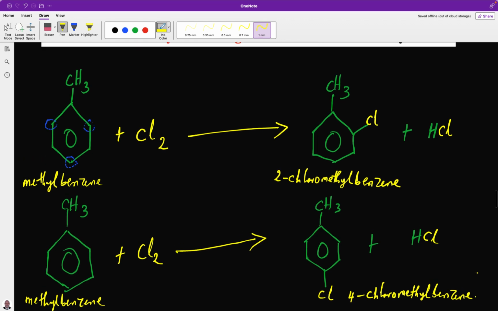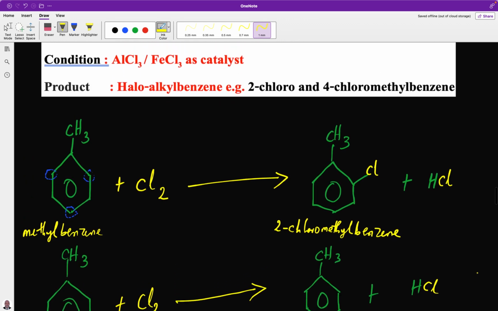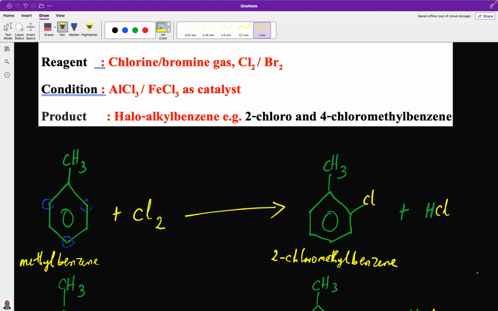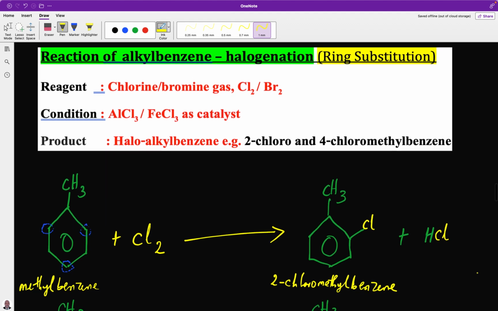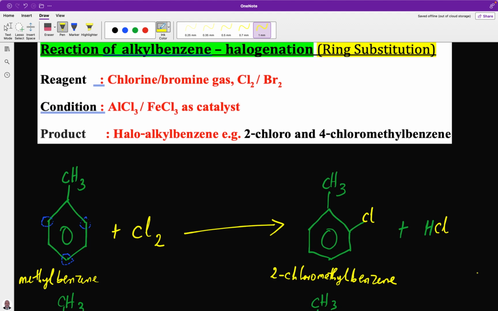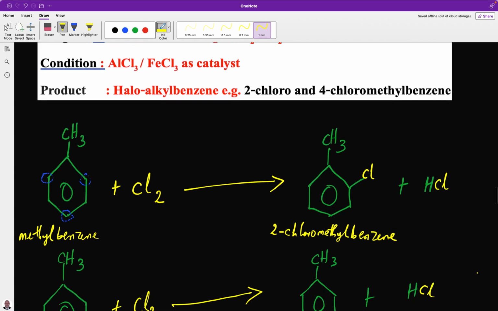So, as I was saying, the condition for this halogenation of methyl benzene, which is an alkyl benzene, is that we are using a halogen carrier. We are not going to use UV light.